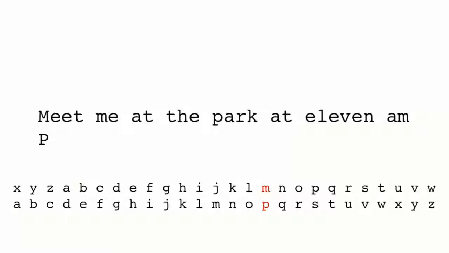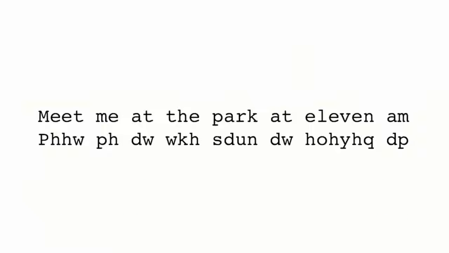So when Alice goes to encrypt her secret message to Bob, namely, "meet me at the park at 11 a.m.," she just makes the appropriate substitutions. M becomes P, E becomes H, and so on, until her unencrypted plaintext message is turned into encrypted ciphertext. It's definitely not the most romantic sounding, but Alice believes that it'll do.